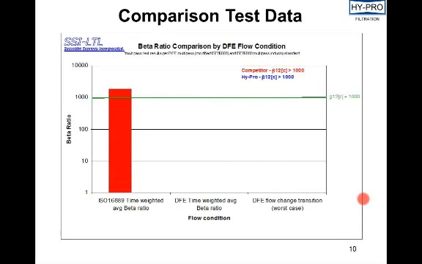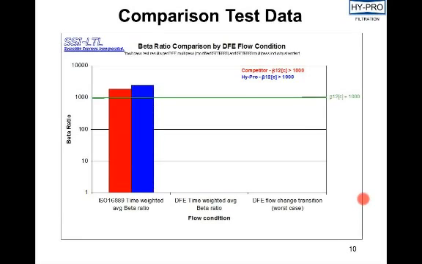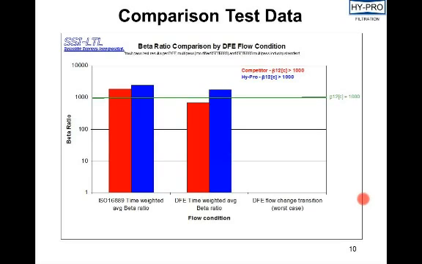So, some lab comparison testing. The first set of bars that we show are results from the ISO 16889 test, and they show that both elements are true to their rating, beta 12 sub C greater than or equal to 1,000. When we test in the DFE environment, time weighted average, we see that the competitor element comes in lower than the beta 1000, high-pro still maintaining its true rating.